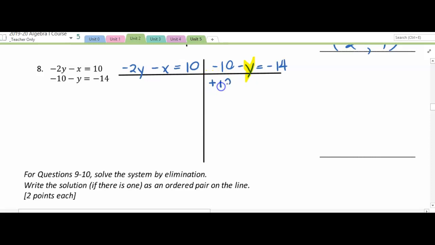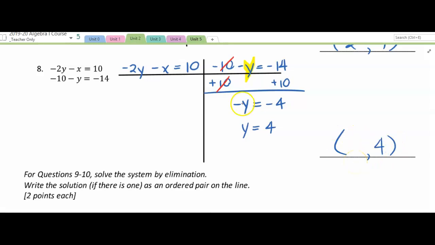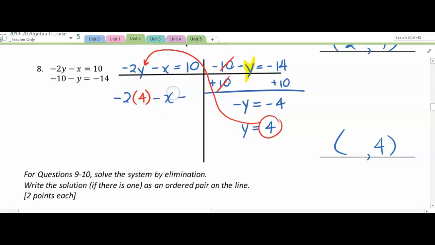So I'm going to add 10 to both sides. I get negative y equals negative 4 because these 10s cancel. If negative y is negative 4, positive y is positive 4. So now I already have half of my answer. I'm going to take this value and substitute it into my other equation. Negative 2y minus x equals 10.